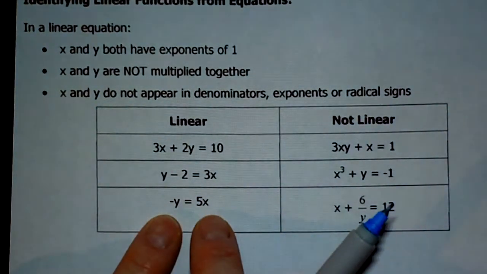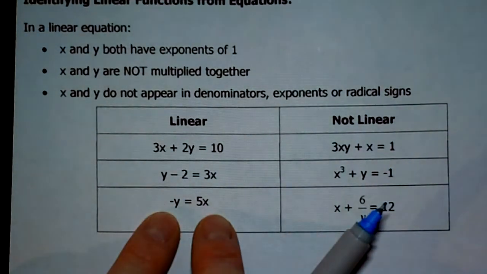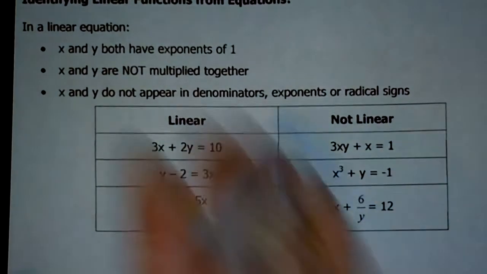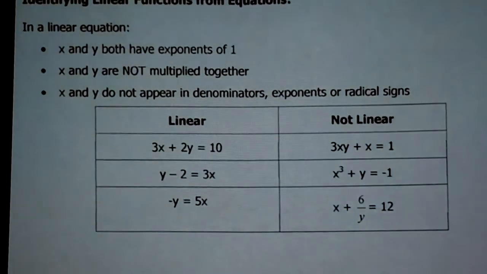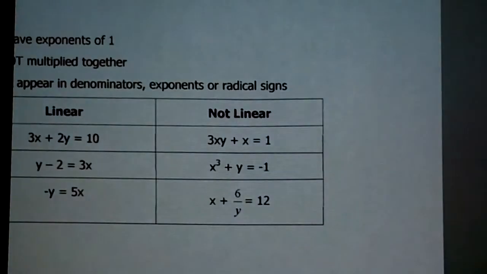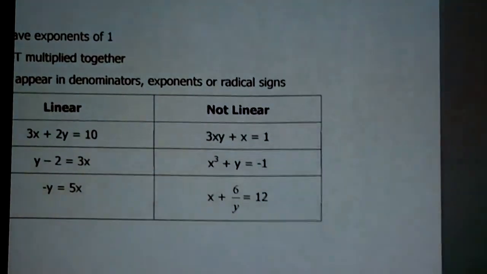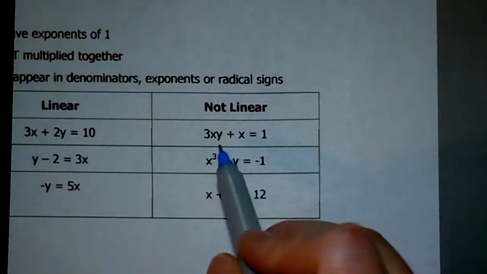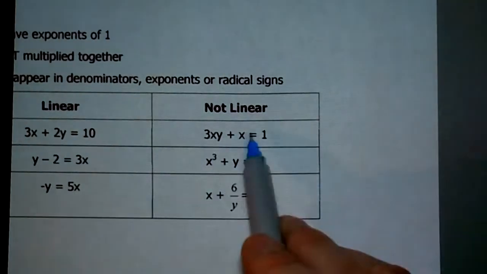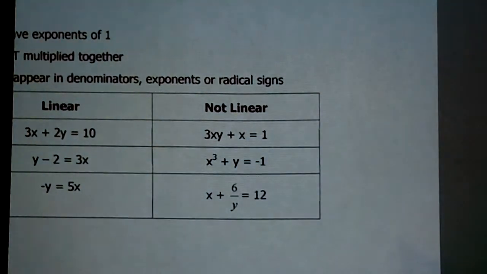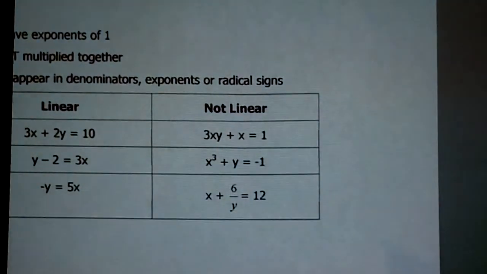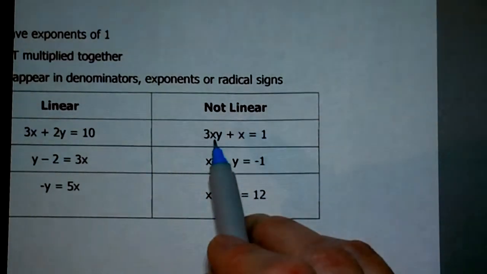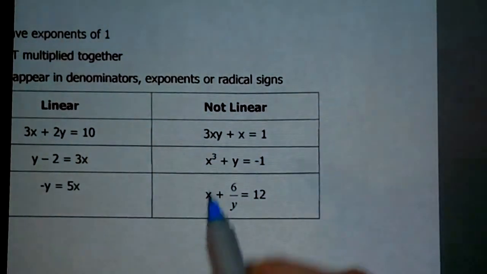And same thing here. X and y both have exponents of 1. They're not next to one another. I don't see one in the denominator, exponent, or radical sign. So those are all examples of linear equations. Now take a look at this nonlinear. All right. So first off, it said x and y both have an exponent of 1. Well, I don't see any exponents other than 1 here. So far it's okay. Number 2, or the second bullet, says that x and y aren't multiplied together.